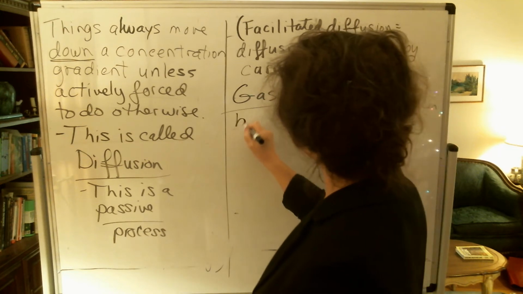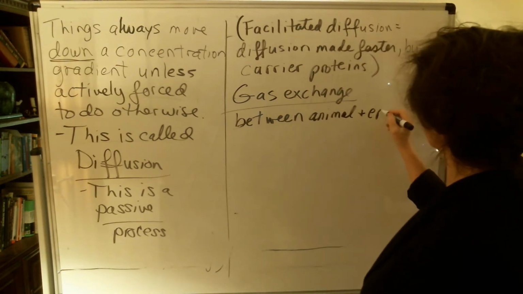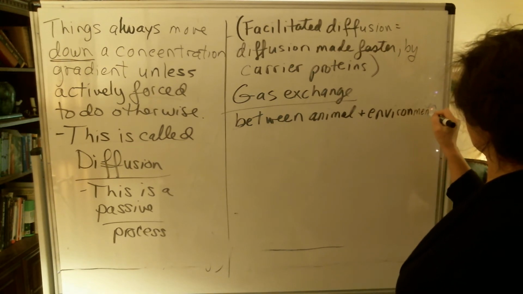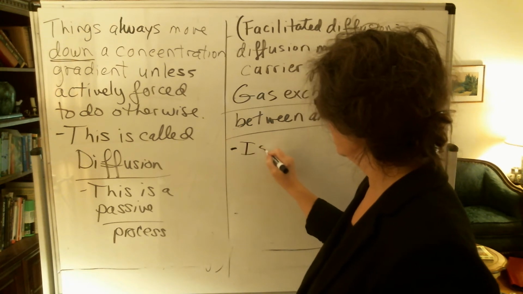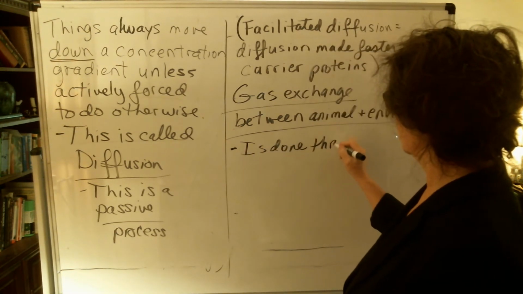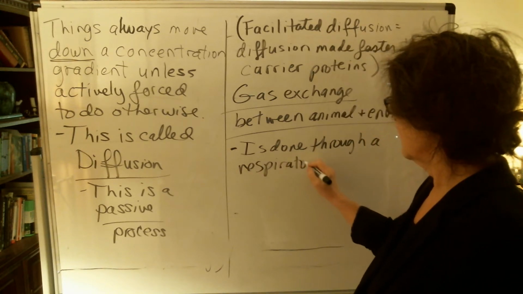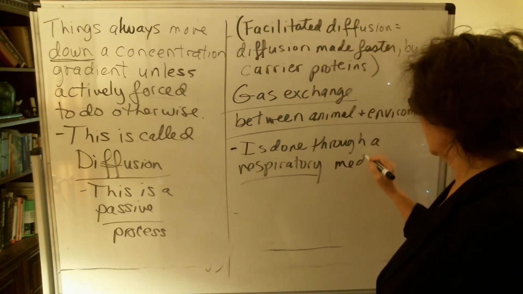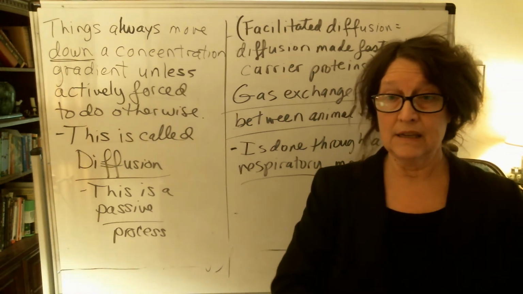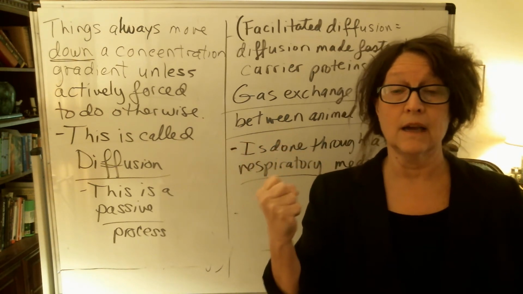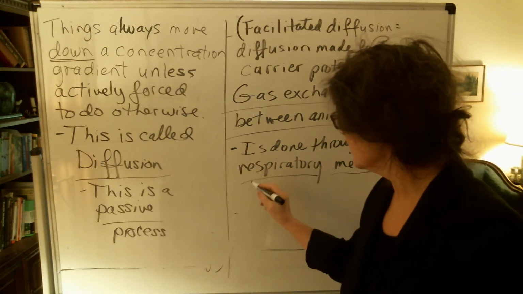gas exchange then between the animal and its environment. So this gas exchange then is done through what is called a respiratory medium. The respiratory medium is basically the substance from which you are extracting the oxygen and into which you are putting in the CO2. So a respiratory medium can be air.